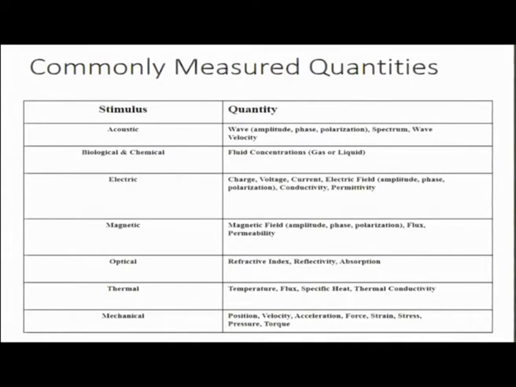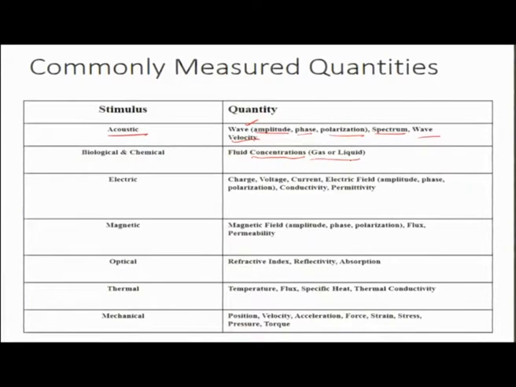So, if we look at commonly measured quantities using some of these sensors, we have acoustic sensors which typically work on measurement of the whole acoustic wave. Wave means amplitude, phase of the wave, polarization aspects of the wave, so on and so forth. It talks about wave velocity, talks about the frequency spectrum. When we talk about biological and chemical stimulus, the commonly measurable quantities are the concentrations of various substances which are either in gaseous or liquid forms.